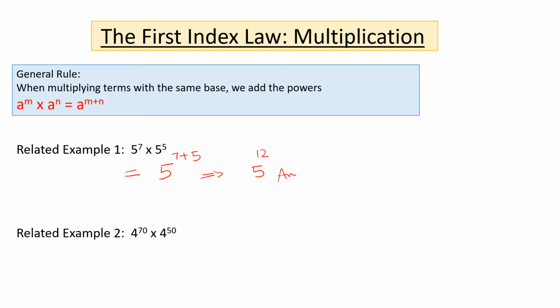This is the answer. Next, I have 4 raised to the power 70 times 4 raised to the power 50. I will write 4 raised to the power 70 plus 50, which is 4 raised to the power 120. This is the answer.